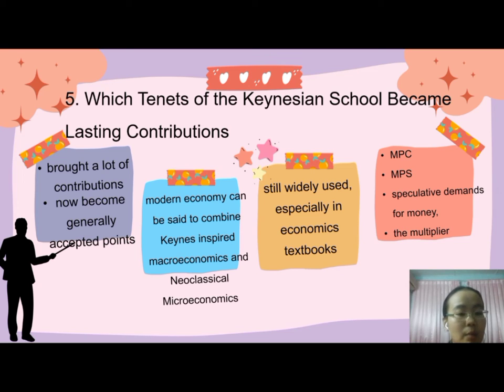In fact, the modern economy can be said to be a combination of Keynesian-inspired macroeconomics and new classical microeconomics. The Keynesian concepts are still widely used, especially in economics textbooks. There are a few examples of Keynesian concepts, such as the marginal propensity to consume (MPC), marginal propensity to save (MPS), speculative demand for money, the multiplier, and so on.